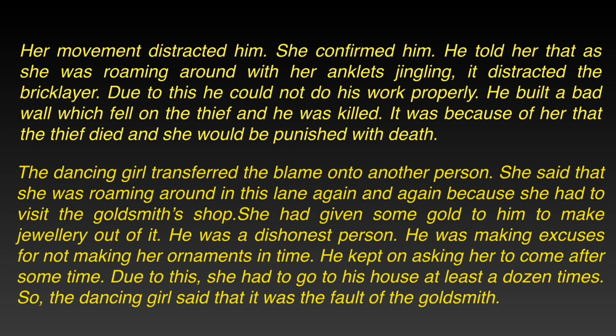She said that she was roaming around in this lane again and again because she had to visit the goldsmith's shop. She had given some gold to him to make jewelry out of it. He was a dishonest person. He was making excuses for not making her ornaments in time. He kept on asking her to come after some time. Due to this, she had to go to his house at least a dozen times. So the dancing girl said that it was the fault of the goldsmith.